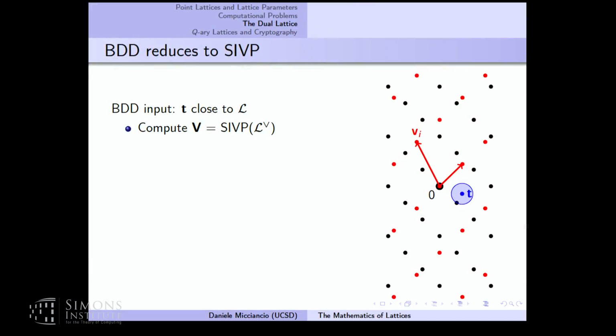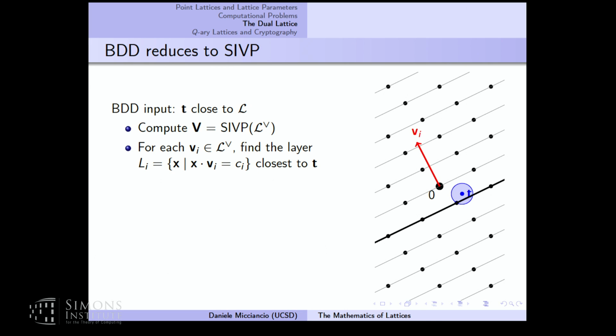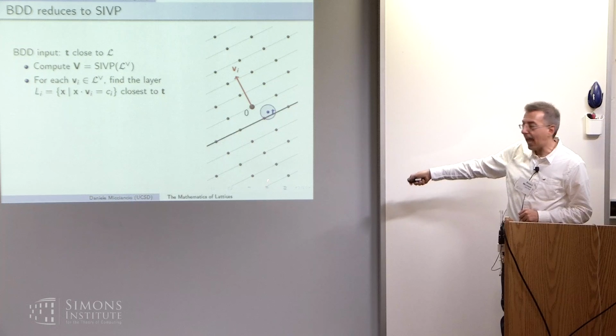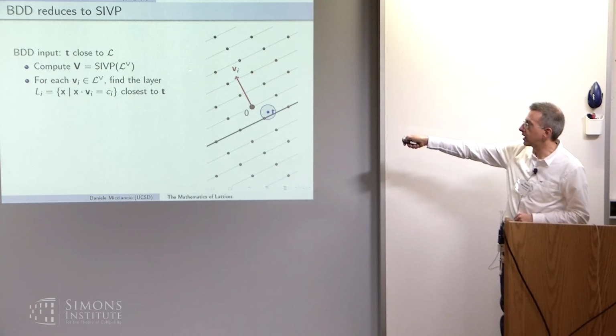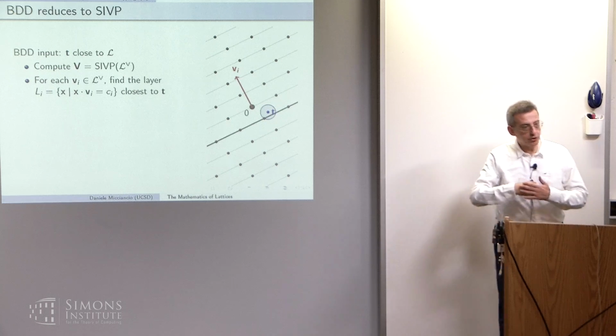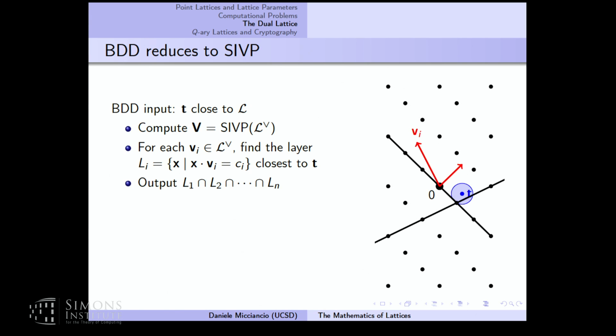We know that these vectors are short, they are in the dual lattice, so they define a partition of the lattice points into layers. For example, this v_i defines this partition, and just by rounding, by taking the dot product between t and v_i, you can find which of these layers is closest to the target. This is going to be just a line in 2 dimensions. In n dimensions, this is going to be an n minus 1 dimensional hyperplane, and you find the hyperplane closest to the target in this direction. And you do this for all the short dual vectors that you found by solving SIVP in the dual lattice. Each one of them will give you an n minus 1 dimensional hyperplane. And if you intersect all of them, since they are linearly independent, SIVP gives you a set of linearly independent vectors.